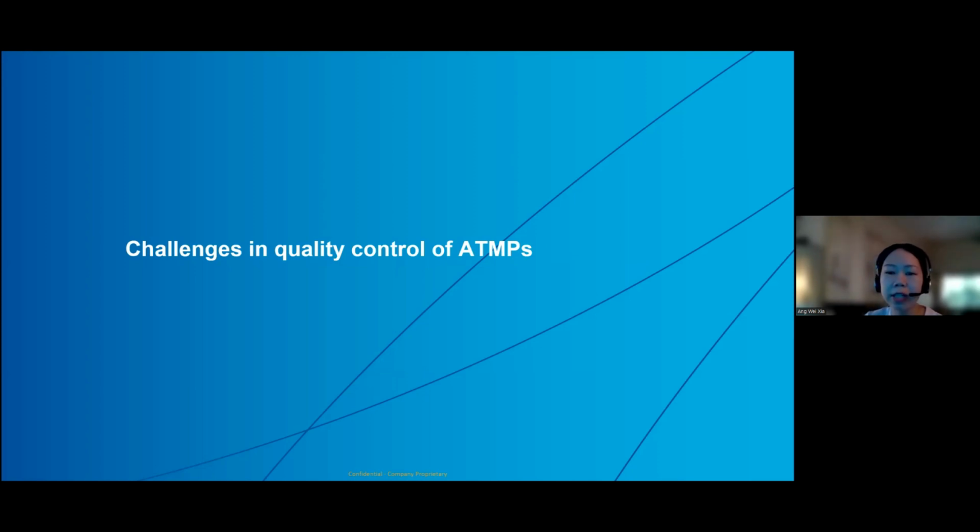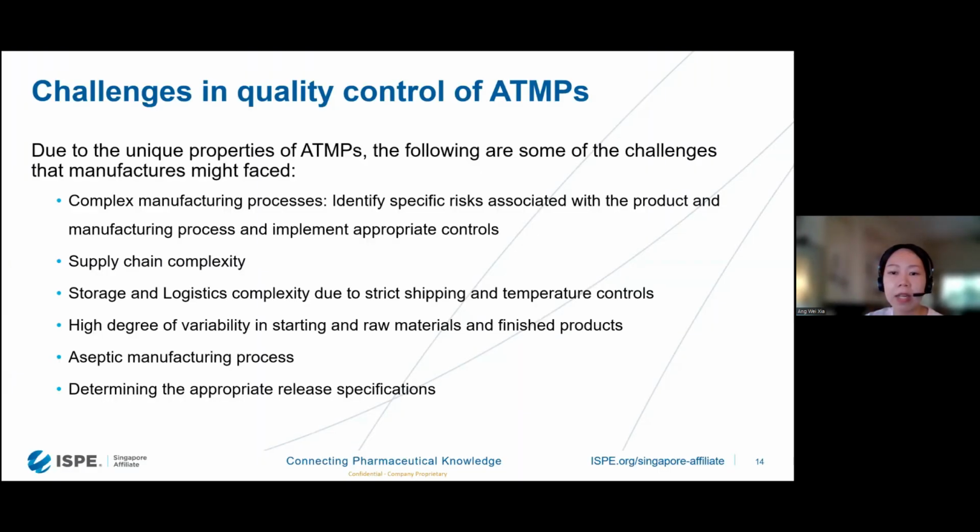So what are the challenges in quality control of ATMPs? The quality risk associated with ATMPs is highly dependent on the biological characteristics and origin of the cells and tissues, the biological characteristics of the vector, for example replication competent or reverse transcription, and transgenes, the level and characteristics of the expressed protein for gene therapy products, the properties of other non-cellular components such as raw materials, and the manufacturing process. In this slide, I will go through some of the challenges that manufacturers might face.